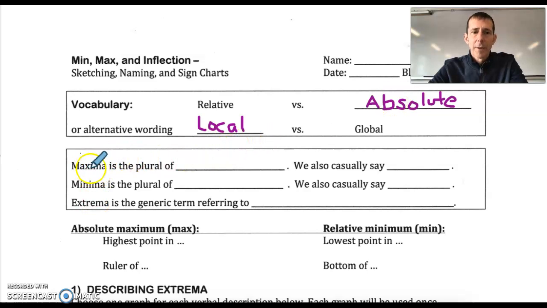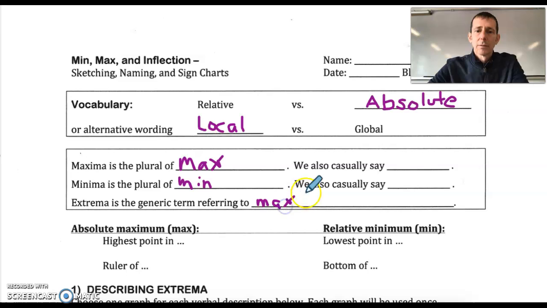I think I mentioned this before. Maxima is the plural of a maximum, and a minima is the plural of a minimum. So if you want to talk about more than one maximum, you'd say maxima. And same down here, extrema is a generic term referring to both mins and maxes. So if you're talking about extrema, it's looking at possibly max or mins, or both. It could be either one of them.